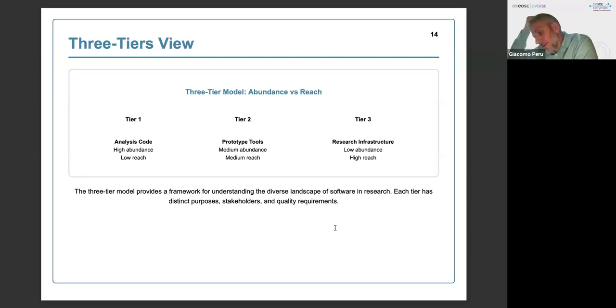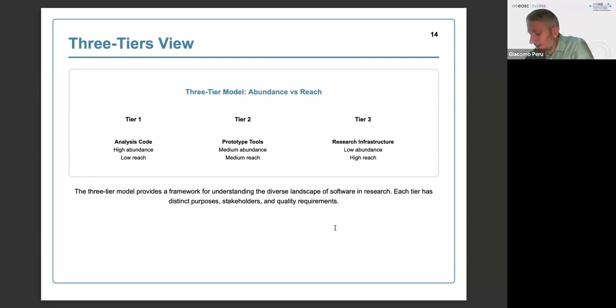The three-tier model provides a framework for understanding the diverse landscape of software in research through an abundance versus reach relationship. This model distinguishes three tiers of research software, each with distinct purposes, stakeholders, and quality requirements. Analysis code demonstrates high abundance and low reach characteristics. This tier includes the most common type of research software, but typically has limited reach beyond immediate creators. These represent personal use software with small scope.